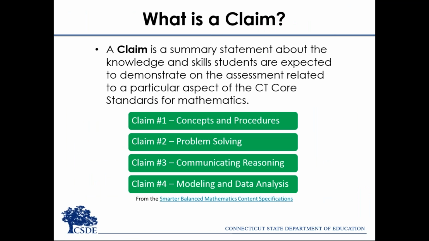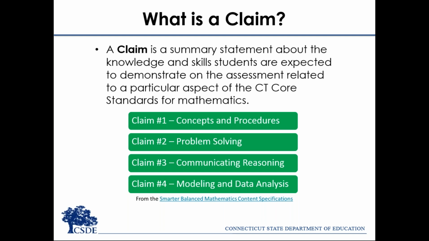Going deeper into the blueprint, you need to have a solid understanding of what a claim is. A claim is a summary statement about the knowledge and skills students are expected to demonstrate on the assessment related to a particular aspect of the standards. In Claim 1, we are looking at concepts and procedures. This measures the extent to which students can explain and apply mathematical concepts and interpret and carry out mathematical procedures with precision and fluency. We can think of Claim 1 as the nuts and bolts of the grade level.